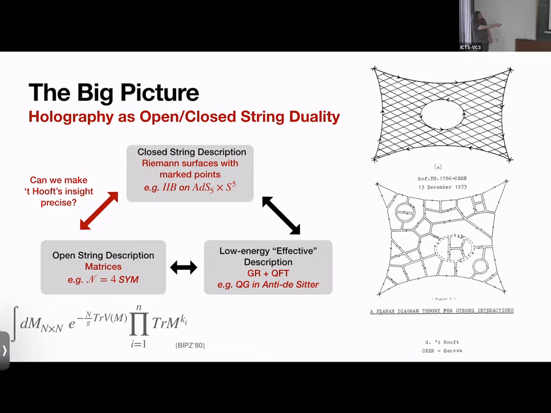And this picture of 't Hooft is really trying to think about the connection between these two boxes, going between the open strings, this theory of matrices, and looking at the Feynman diagrams of this matrix theory and trying to rethink of them as a sum over Riemann surfaces with these marked points. So the name of the game today is to take this 't Hooft picture and see how far we can push it and take it very literally.